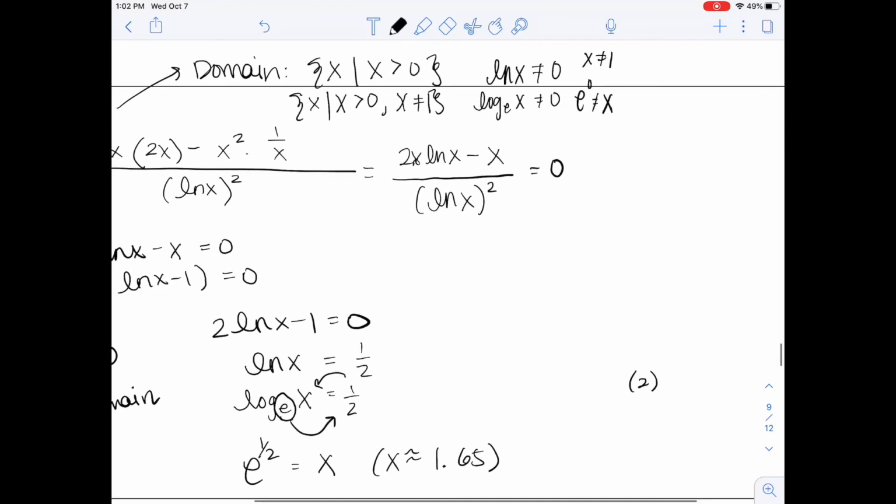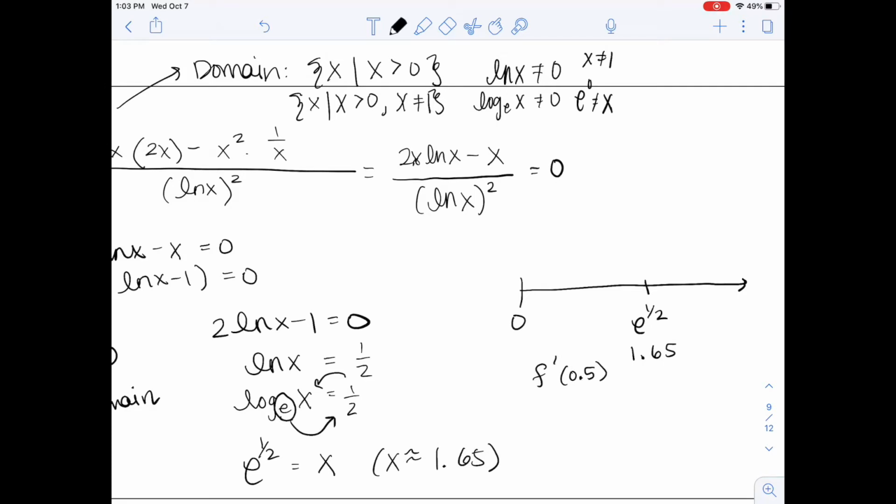So I'm going to go ahead and draw my number line, and again my number line is only going from 0, which we're not including, through infinity, but also keep in mind that we are not able to pick 1 because 1 is a value that is not in my domain of my original function. And so the only critical value that we have is e to the 1/2, which is approximately 1.65. So I'm going to go ahead and substitute in something smaller than 1.65, again not selecting 1, and I'm going to go ahead and say let's substitute in 0.5, and then something larger we can substitute in 2.